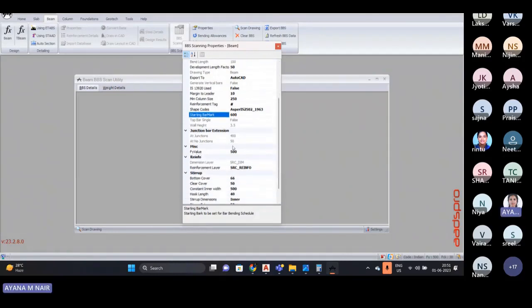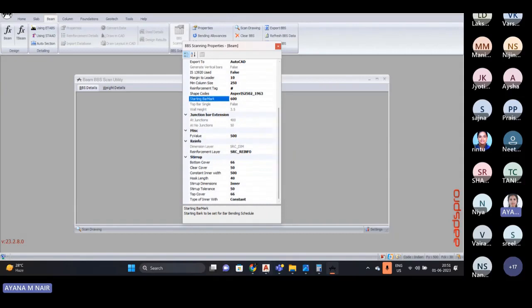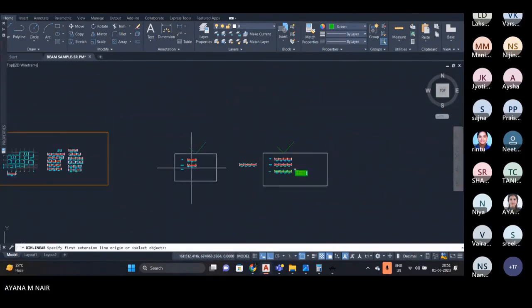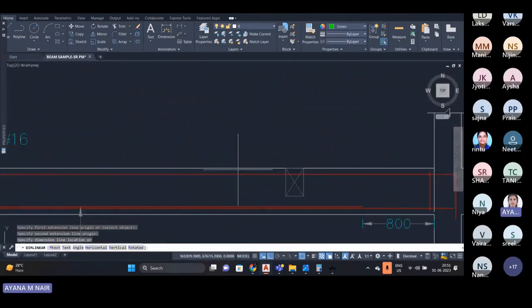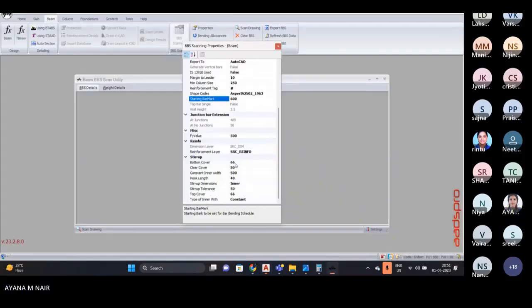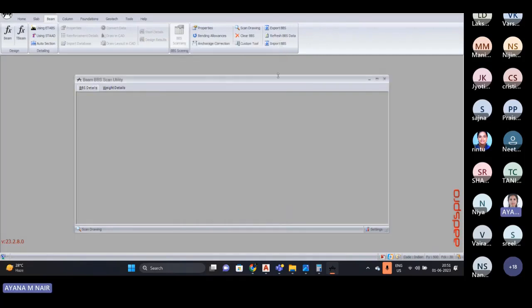Now the Fy value, I have already told you, the grade of steel used is 500. So it is 500. And from the drawing, we provided the cover as 66. So the bottom and the top covers are 66. Bottom cover is 66 and the top cover is also 66. And the clear cover provided is 50 mm. So now you can go for scanning. So close this property box and scan the drawing.